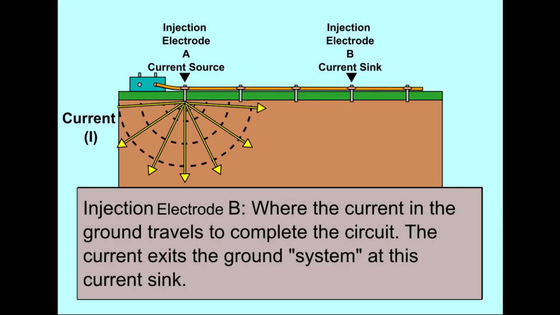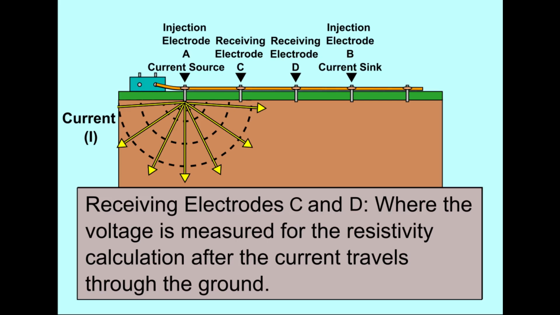Injection electrode B is located where the current in the ground travels to complete the circuit with injection electrode A. The current exits the ground system here at this location, called the current sink. These 2 electrodes are where the voltage is measured for the resistivity calculation after the current travels through the ground. This configuration of A, B, C, and D is called the Wenner array.